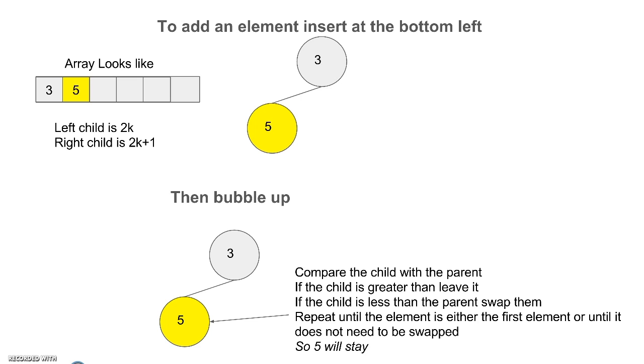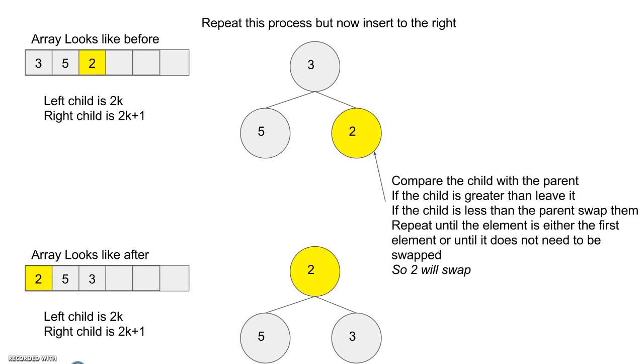Then we compare the child with the parent. If the child is greater, then we just leave it where it is, and if the child is less than the parent, then we swap it. We repeat this process until the node that we just inserted is either the first element, which means it's at the top of the heap, or it no longer needs to be swapped with its parents, and then we can say that it's in its proper place. Because 5 is greater than 3, we're just going to keep it where it is.